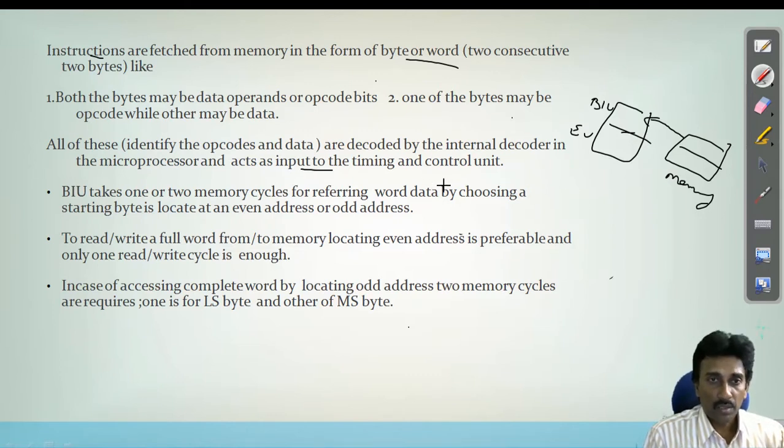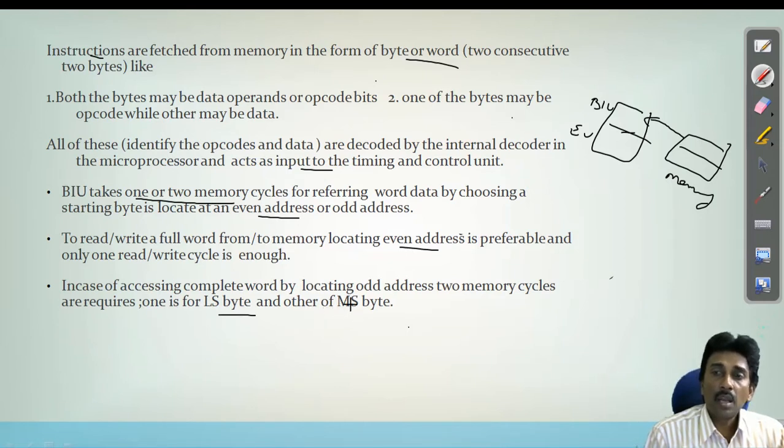The bus interface unit takes 1 or 2 memory cycles for referring to word data, depending on whether the starting byte is located at an even address. If you choose an even address as the starting address, then one memory cycle is enough. If you choose an odd address, 2 memory cycles are required to read or write the complete word. So people preferably choose the even address to transfer the entire word for reading and writing operations. If you choose the odd address, the least significant byte will be read first and the next consecutive memory location will be read as the most significant byte.